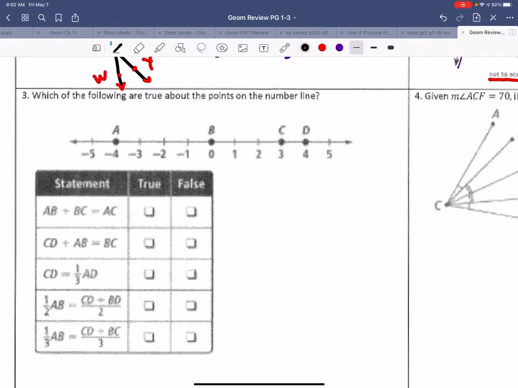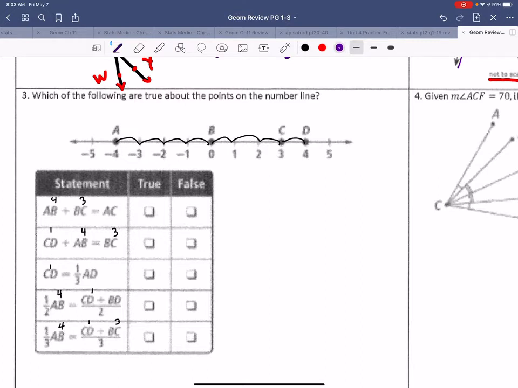Okay, question number 3. Which of the following is true about points on the number line? So let's quantify each of these just by our bunny hops, right? 1, 2, 3, 4. So this is 4. So wherever we see the letters AB, segment AB is 4. BC, 1, 2, 3, right? CD is 1.